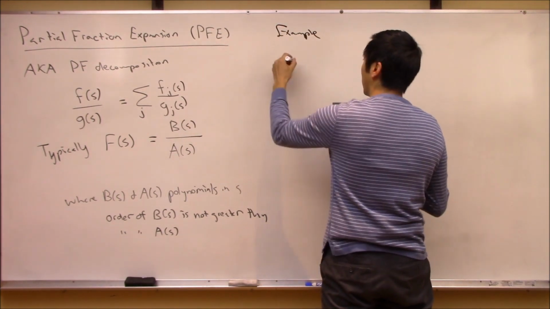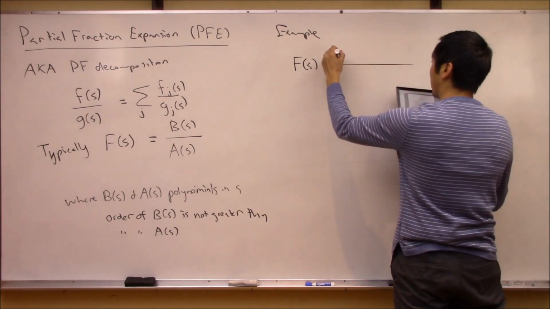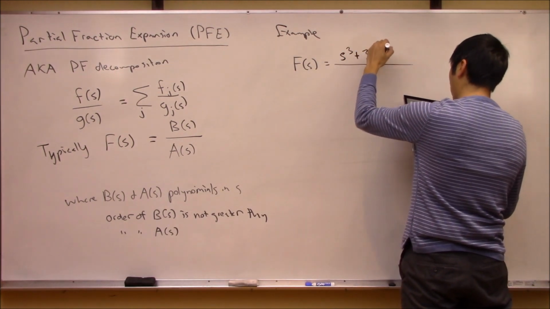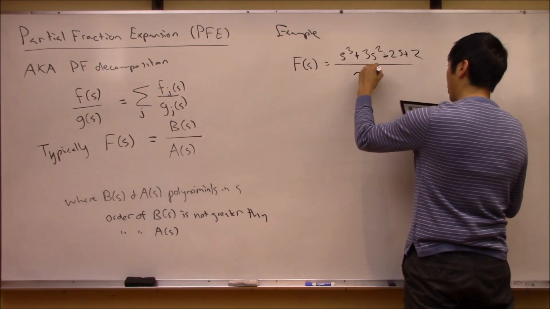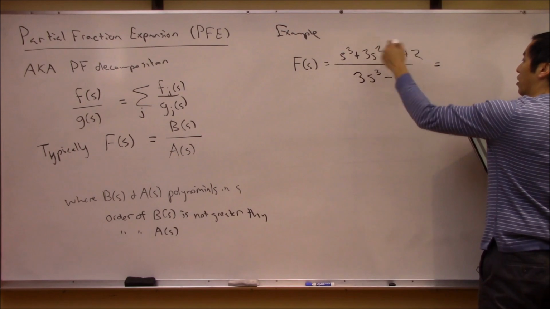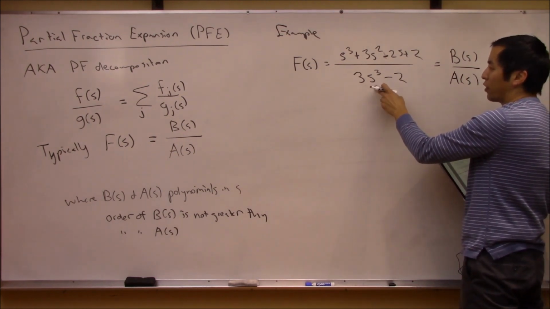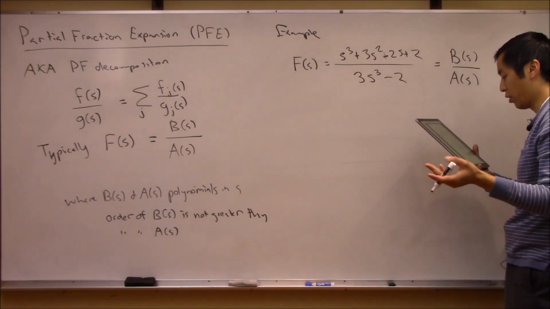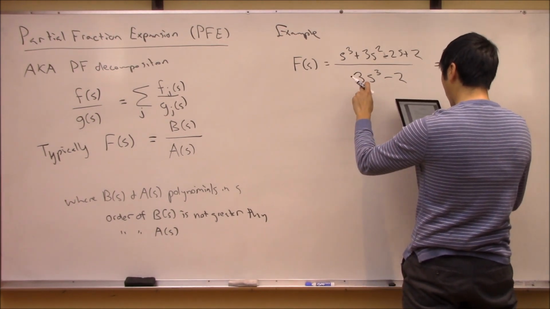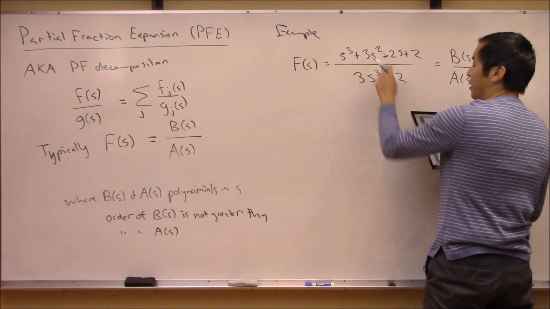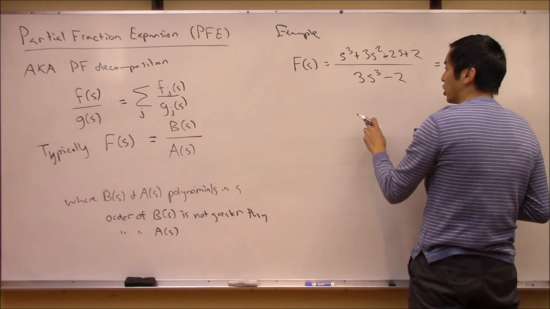So just as a quick example, just to make this concrete, let's make something up. Let's make up one of these ratios that obey this rule. So how about something like s cubed plus 3s squared minus 2s plus 2, all over 3s cubed minus 2. Right? So the top polynomial here is b of s, and the bottom polynomial is a of s. And as you can see, the order of the denominator is 3, the order of the numerator is 3, so we're great. So again, typically what we're going to assume here is that you typically have more poles effectively than you have zeros.